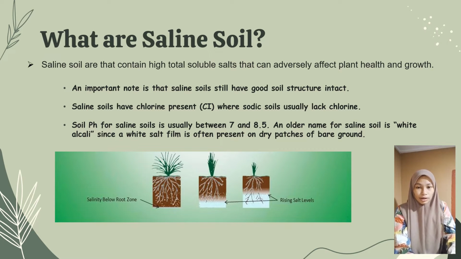Saline soil has chlorine present, whereas sodic soil usually lacks chlorine. Soil pH for saline soil is usually between 7 and 8.5. An older name for saline soil is white alkali, since a white salt film is often present on dry patches of bare ground.